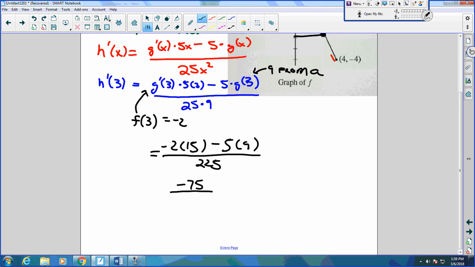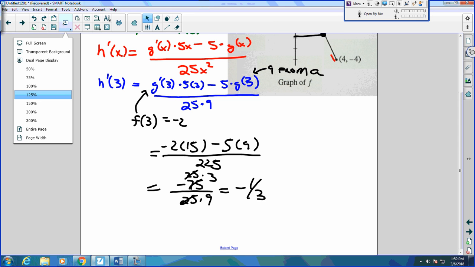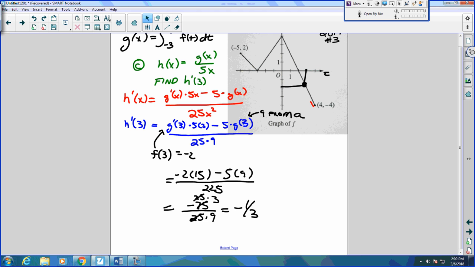Oh, you know what I'm going to do? I'm going to revert back to 25 times 9, because I get negative 30 minus 45, and I can write this as 25 times 3, cancel the 25s. And the answer to letter C of problem 3 is negative 1/3. And this is a weird number, right? It's almost impossible to get a feel for what that means even.